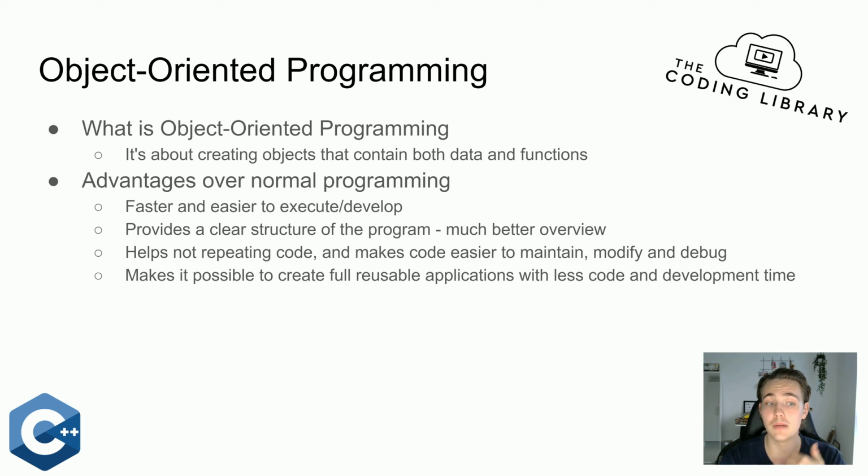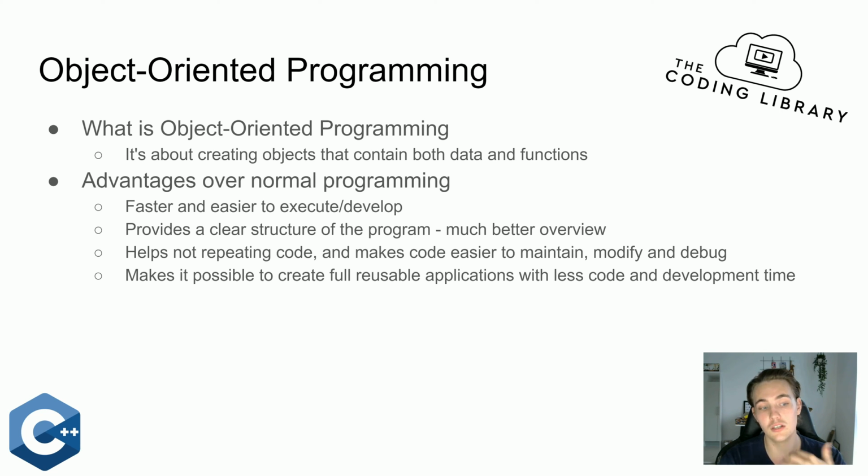Object-oriented programming is about creating objects that contain both data and functions. We can create objects from classes that contain data and functions that we can use on separate classes. One of the advantages over normal programming is that object-oriented programming is faster and easier to execute and develop, because we're dividing our program into smaller subclasses. So it provides a clearer structure of the program, and we get a much better overview because we have divided our program into different classes, and then we can use those classes together.